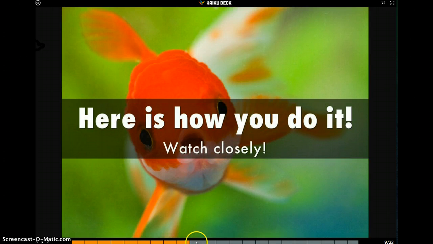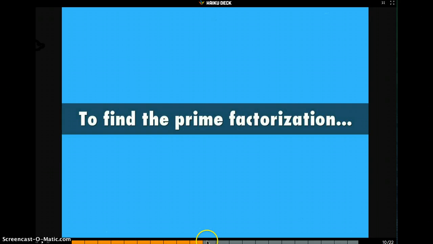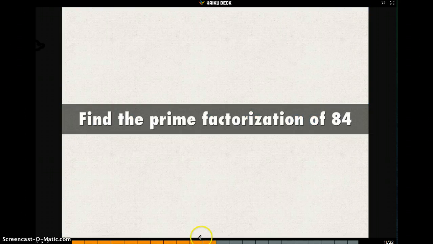Here's how that works. To find the prime factorization, we are going to break down 84. So we're going to start with 84.